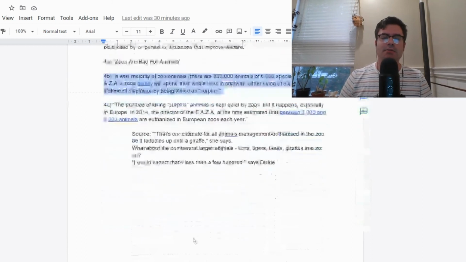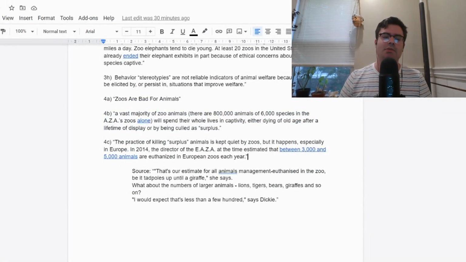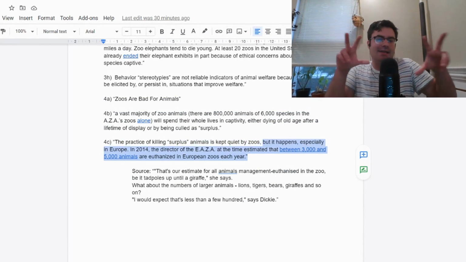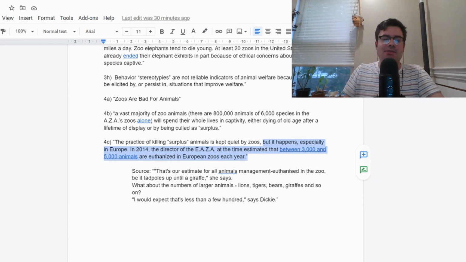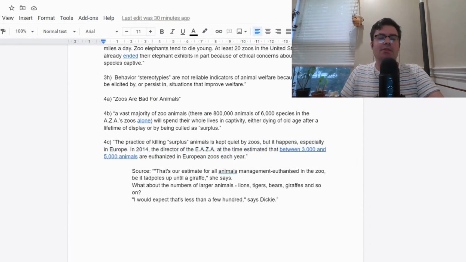And finally, on a similar note, it can be inflammatory. She says the practice of killing surplus animals is kept quiet by zoos. Again, this conspiratorial attitude towards the zoos. But it happens, especially in Europe. In 2014, the director of the EAZA at the time estimated that between 3,000 and 5,000 animals are euthanized in European zoos each year. But when we go to this link, once again, she uses this term animals.